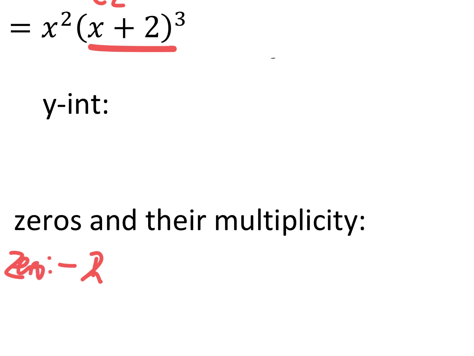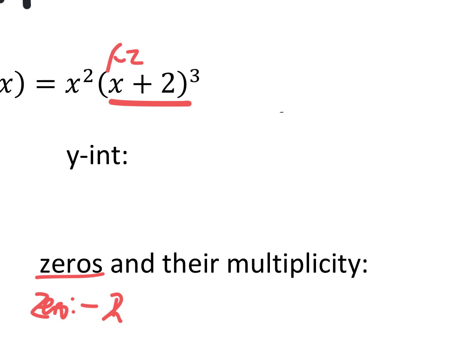I know, zero is a weird word, but we've got to get used to it because they're calling it the zero. It's the same as the x-intercept. So the zero here is negative 2. It's the thing that would make the equation 0.